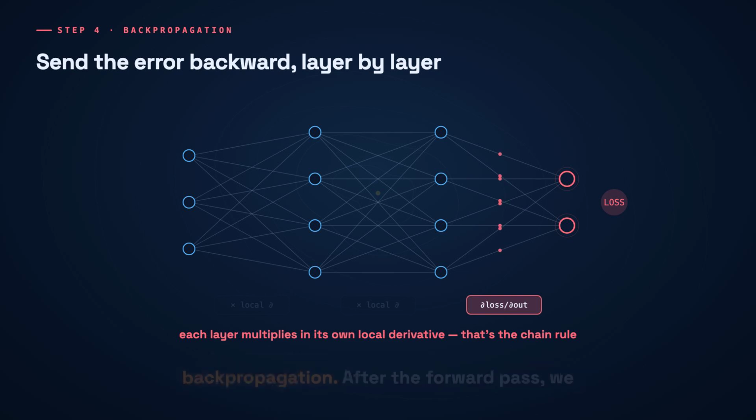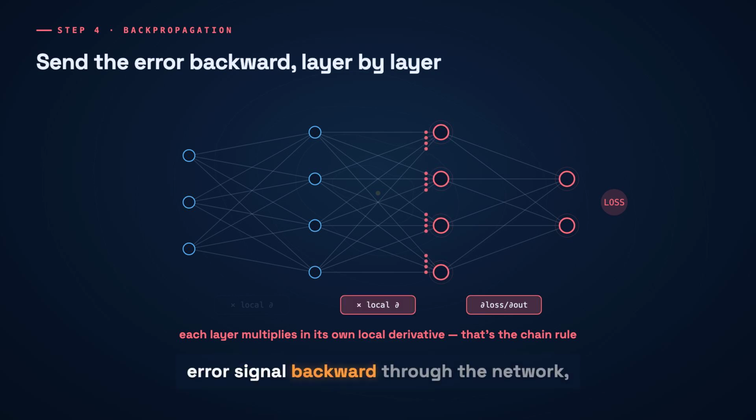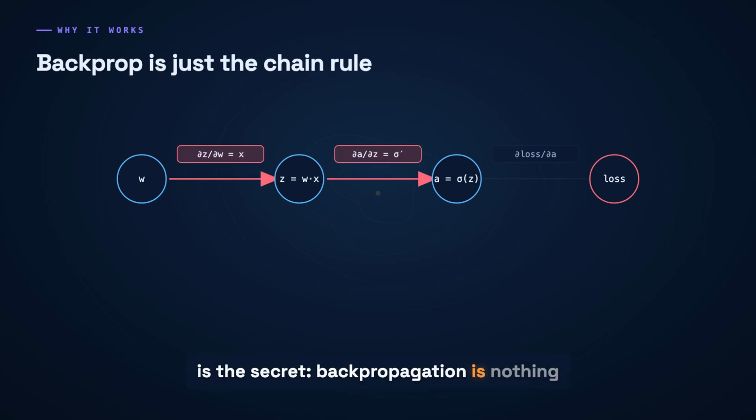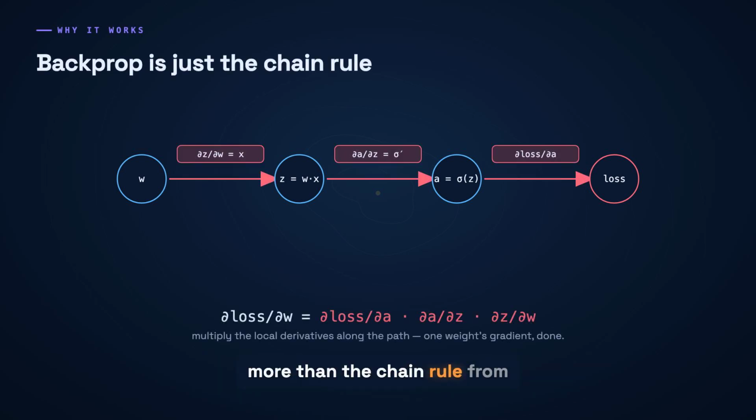This is backpropagation. After the forward pass, we know the loss. Backprop sends that error signal backward through the network, one layer at a time. At each step, it asks how much this layer contributed to the error and hands the blame back to the layer before it. Layer by layer, the error flows in reverse until every weight knows exactly how it affected the loss.